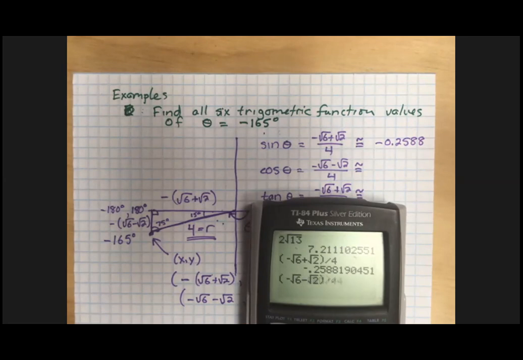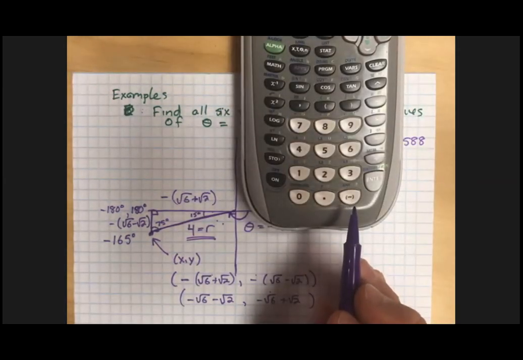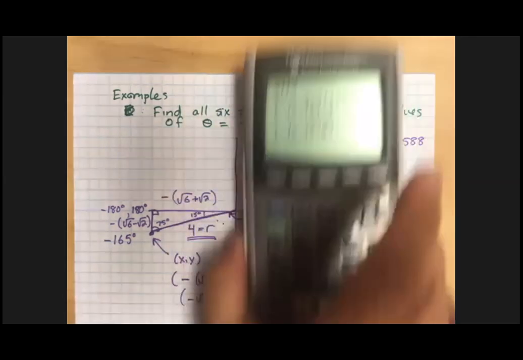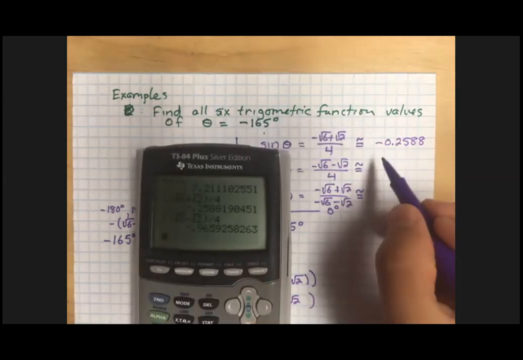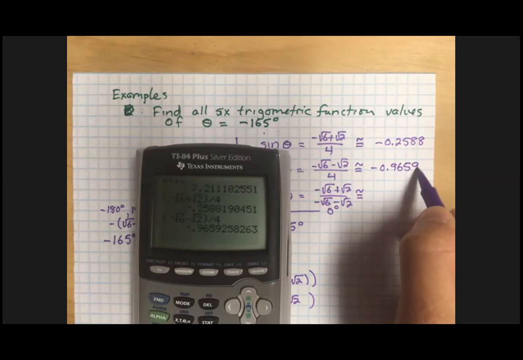Also, pay attention to that. This is the opposite of root 6. This is a minus root 2. The opposite key is down here if you have to create a negative number. The subtraction key is over here if you have to subtract. What's that value? Minus 0.9659.